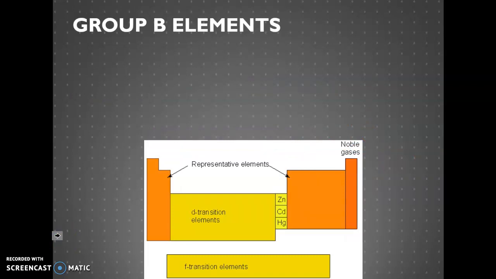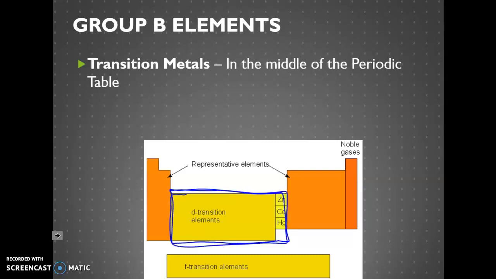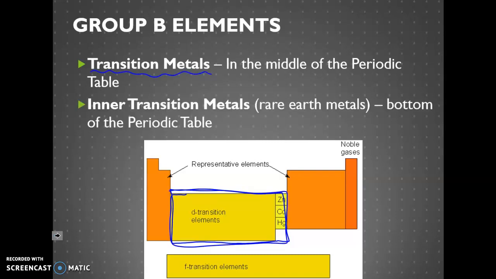Group B elements is going to be what we're going to talk about next. Group B elements are the ones that are not the Group A elements. The transition elements is what they're known as, and I think you guys knew that already. The transition metals. Right down there in the middle of the periodic table. And then we have the inner transitions. This was the D block. The inner transitions are where the F block is right there.